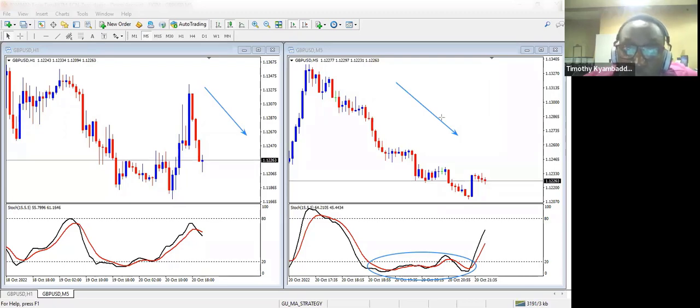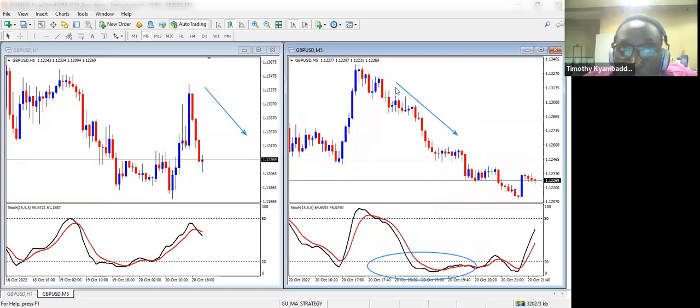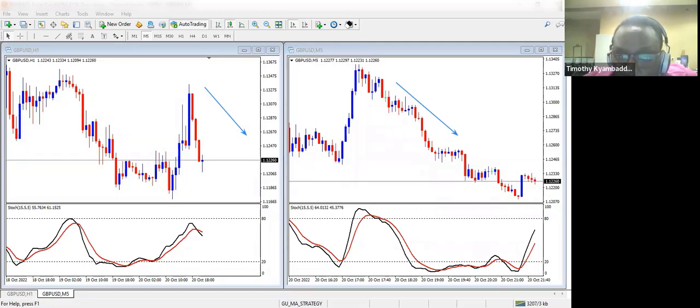But remember, we're looking for conditions for stronger moves. We're looking for conditions where the market, remember, we're looking for selling opportunities. So if you see a condition like this, where the market was overbought and then it's beginning to come down in a seller's market, these are good times to begin to initiate your position. If you are not in a position yet, this would be a good time to initiate your position.